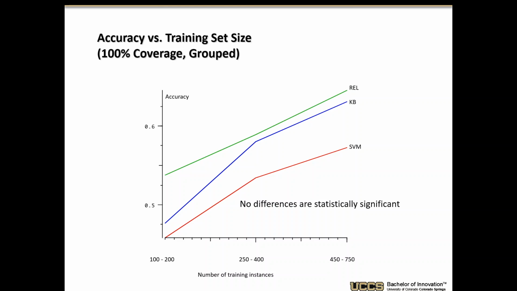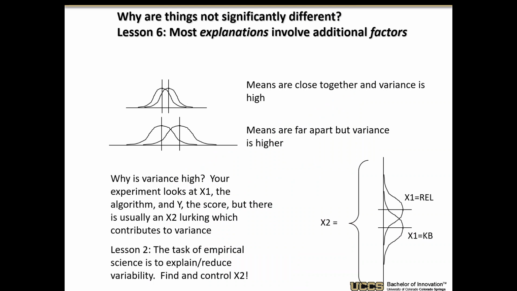So when we're looking at what's going on, why are these things not significant? This comes back to one of the lessons from the beginning of today's talk, which is that most explanations involve additional factors. In fact, the most interesting ones almost always involve additional factors. It's the additional factors, like the additional details in a story, that add color and make things more interesting. So here I have a problem where the means are close together and the variance is high. Here's another one where the means are farther apart, but the variance is higher. Which of those two is more significant?